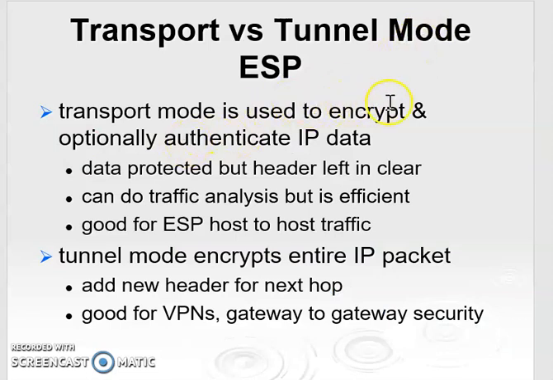Transport mode is used to encrypt and optionally authenticate the IP data. Only the IP payload is considered in the transport mode. It is good for ESP host-to-host traffic. Tunnel mode encrypts the entire IP packet and is good for VPNs, that is virtual private networks, gateway-to-gateway security and so on. A new header is added for the next hop. So this is about the transport versus the tunnel mode.